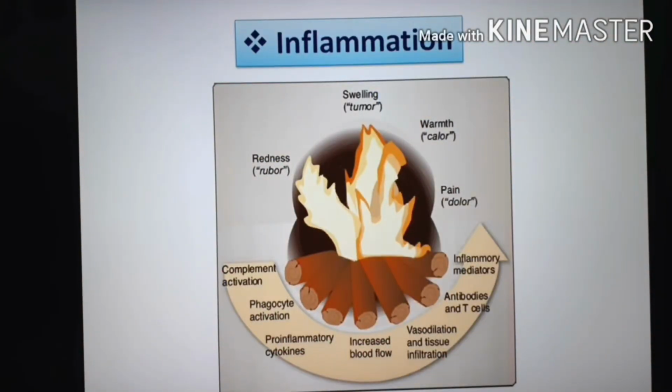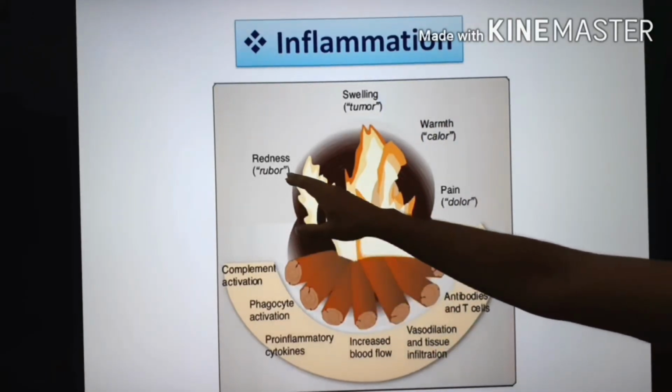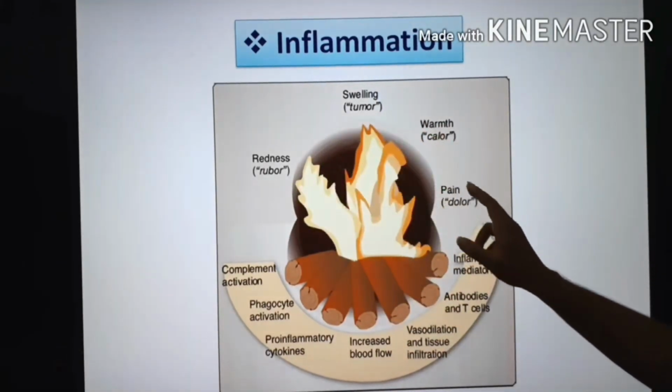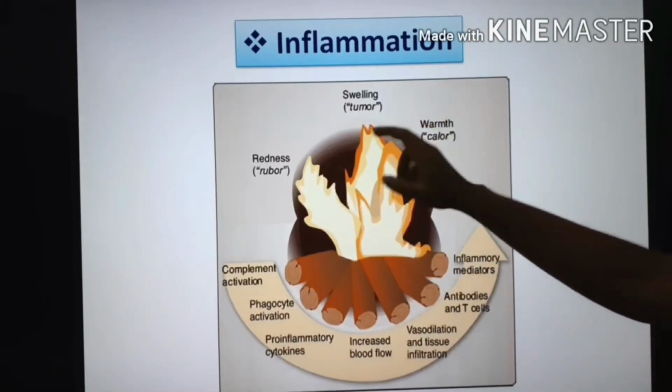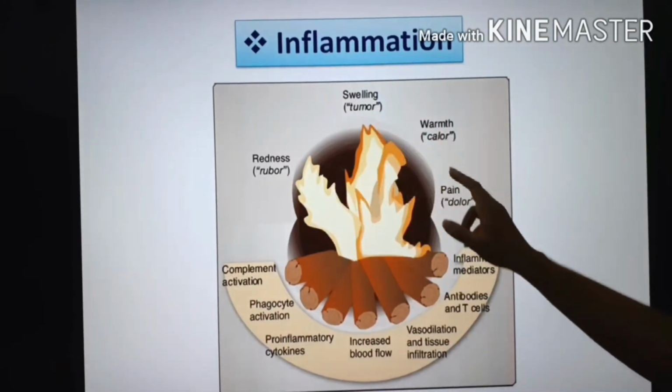This inflammation is actually a sign of four situations called redness, swelling, warmth, and pain. So where there is inflammation, this phenotype will happen: redness, swelling, warmth, and pain.